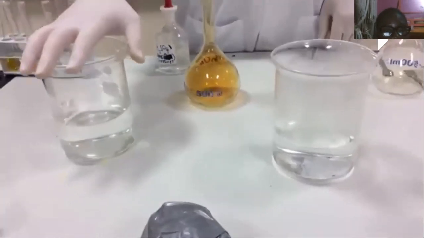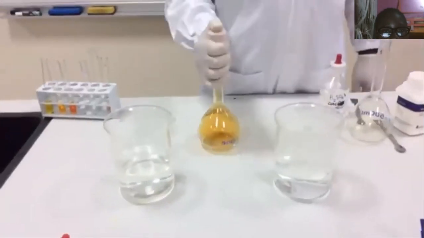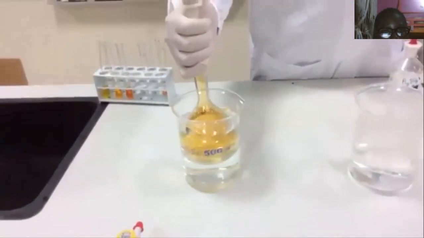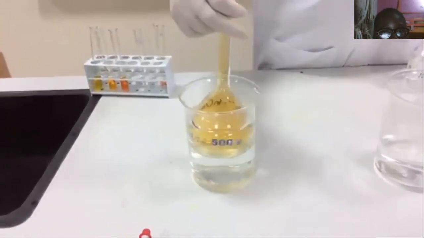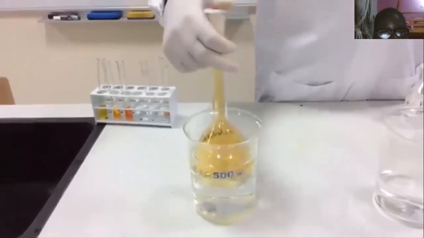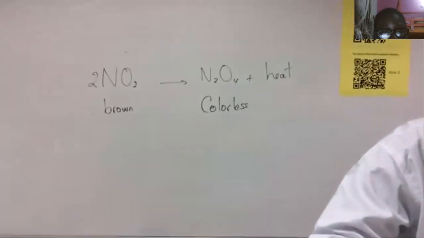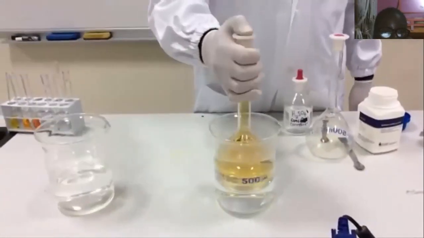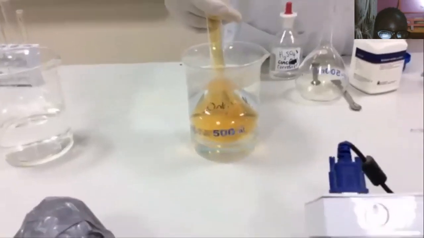Here you can see two beakers. This is filled with cold water and this is filled with hot water. Now when we insert this flask in the cold water, the color becomes more colorless, light brown. Yes, light brown color. According to this reaction, when we remove heat, the equilibrium will shift again to give more N2O4. It will go to the right. Now, if we put this flask in the hot water, the equilibrium will go backward toward more NO2. So the color should be more brown.